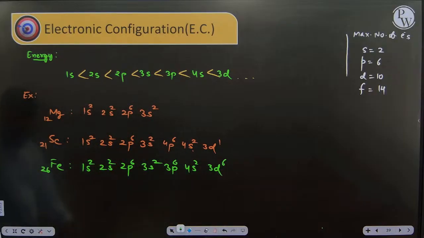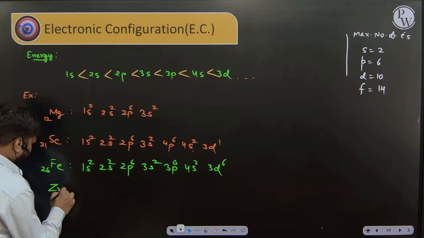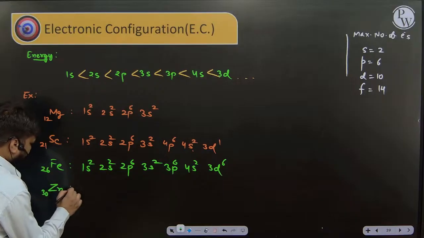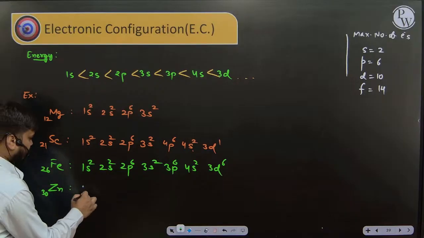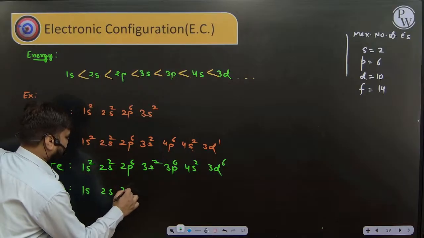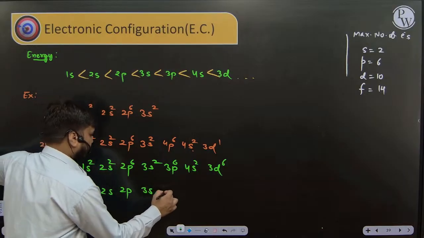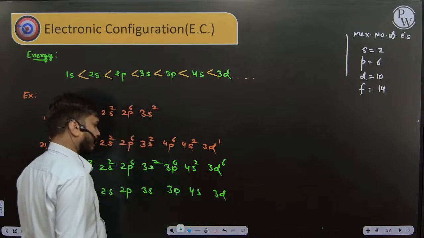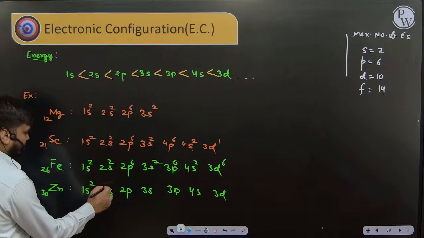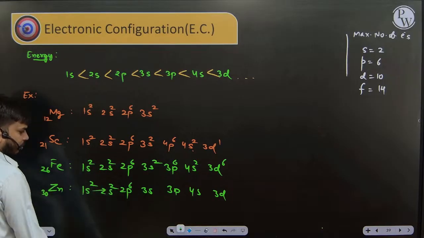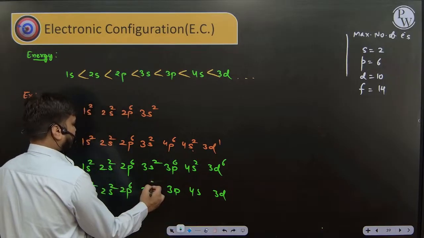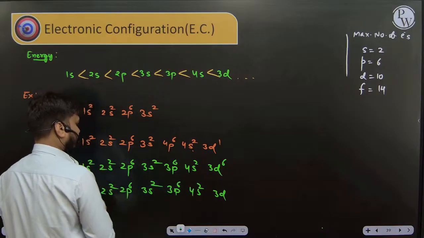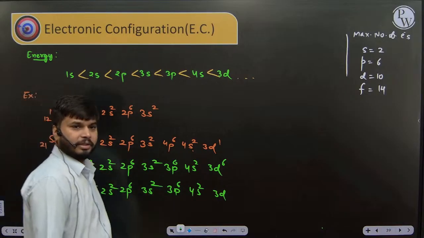Okay. So let me tell you zinc also. Zinc 30. How to write down the electronic configuration? 1s, 2s, 2p, 3s, 3p, 4s, 3d. Right? So 2, 2, 6, 10 electrons. 2, 6, 2, 10 electrons. So 10 plus 10, 20.